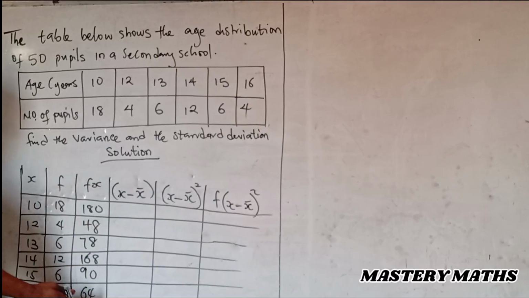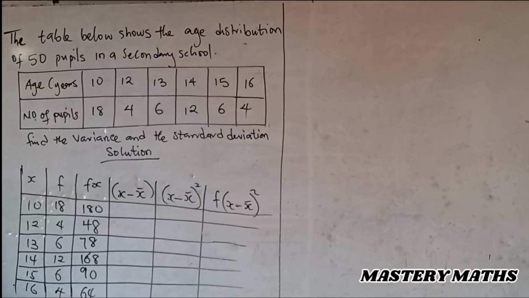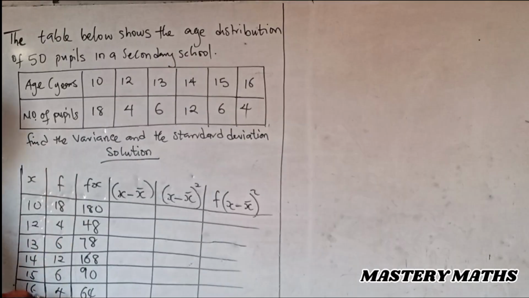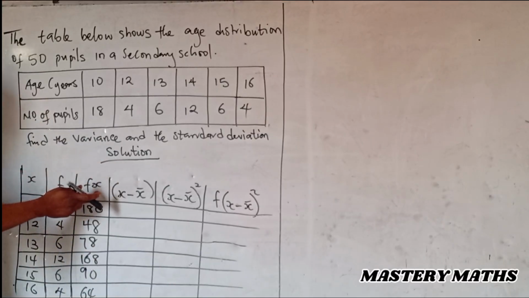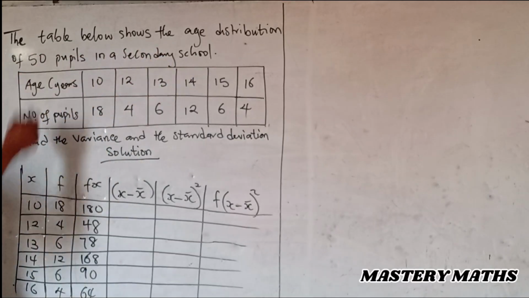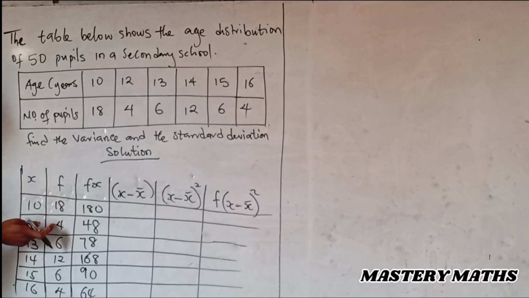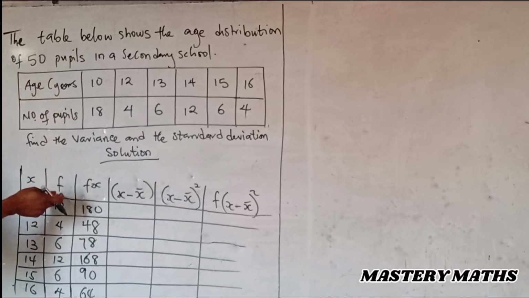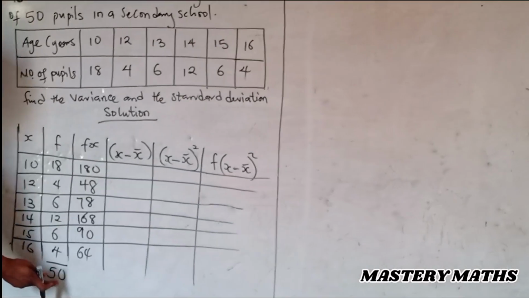After we arrive at the Fx, first of all, we need to get the total sum of the frequency and the total sum of the Fx. Already they told us that the table shows the distribution of 50 pupils. We know that when we sum up all the frequencies, it will give us 50, because from the question, there are 50 pupils.